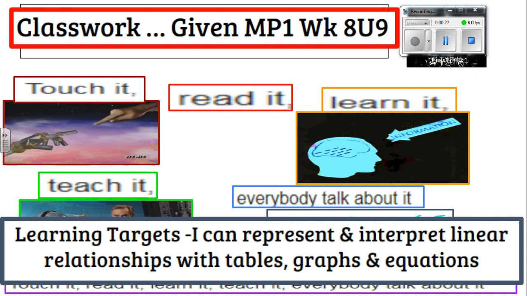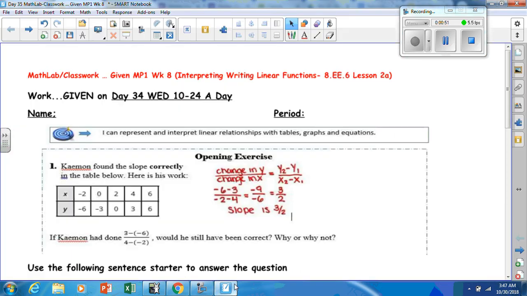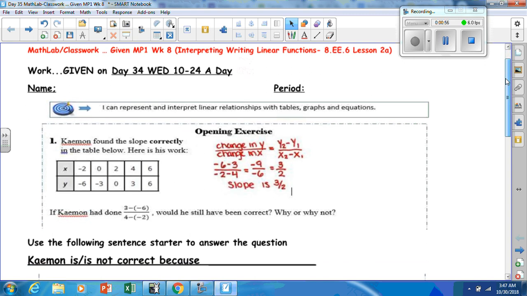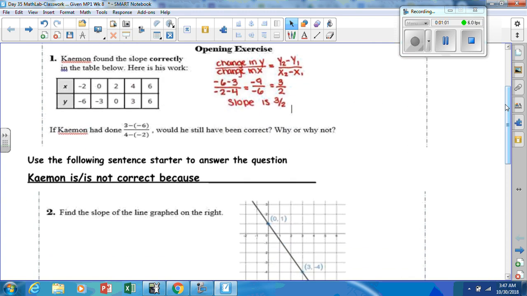All right, let's take a look at the first problem. Again, this was pretty straightforward. We talked about several methods for looking at the rate of change or the slope, and Keon is correct. That is a more than okay way of doing it. I'm going to skip number two because we'll come back to that. But these are the kinds of things that I might throw on the quiz.